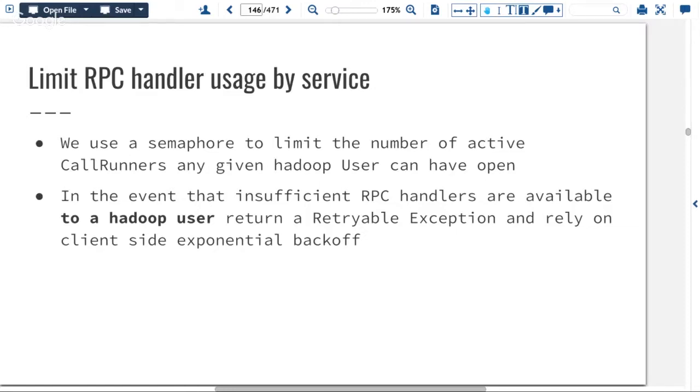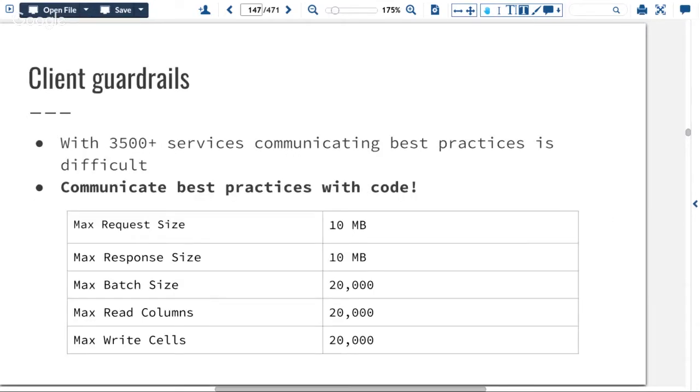We determine what user is contacting the region server via the Hadoop username, and that's how we orchestrate this whole endeavor. We also have client guardrails, because with 3,500 services and about 350 engineers now, it's very difficult to communicate to everyone writing every service: are you using HBase well? Are there things that could be done better to preserve HBase's health?